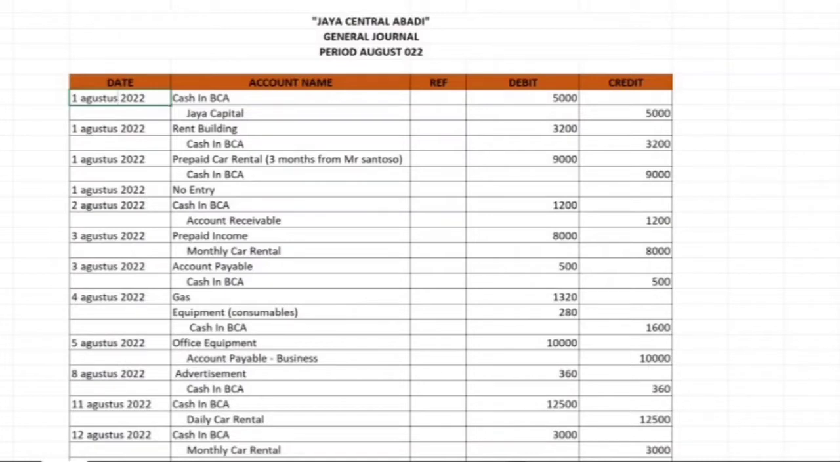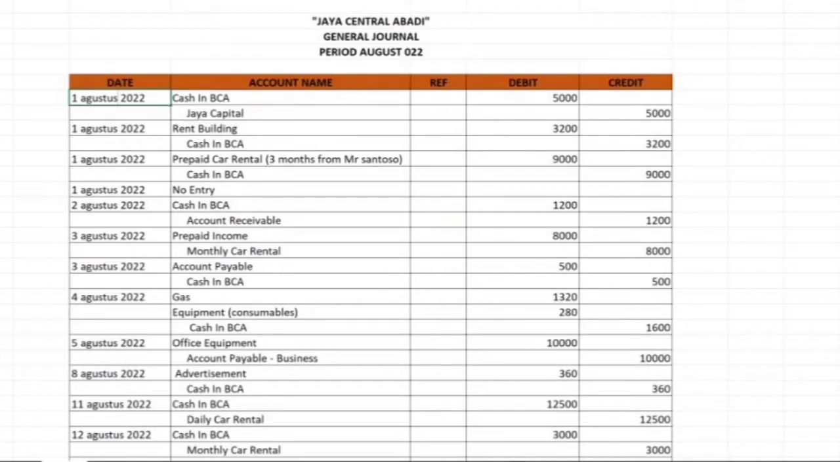Number 2 is rent building and cash in BCA. Rent building is in debit side for 3,200. Cash in BCA is in credit side for 3,200. The money outlay leads to a decrease next to credit by 3,200 to pay off the rent.